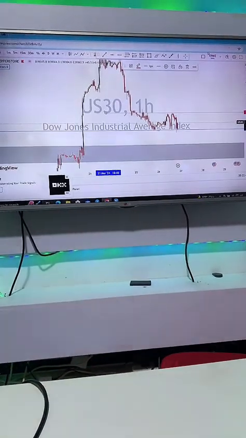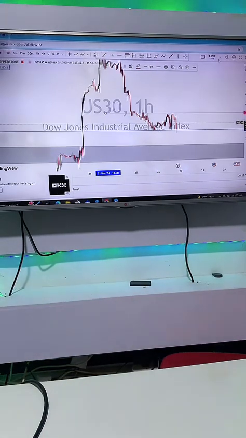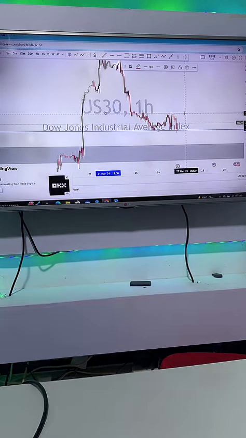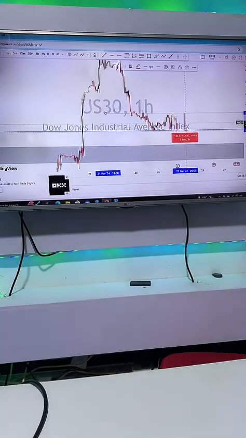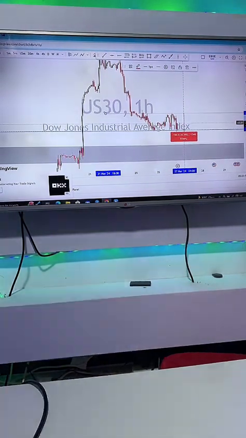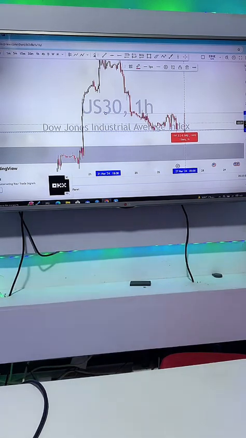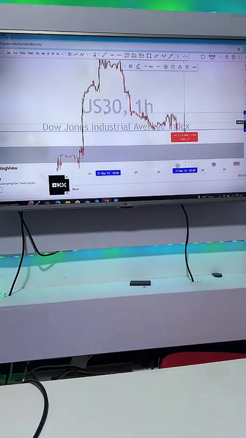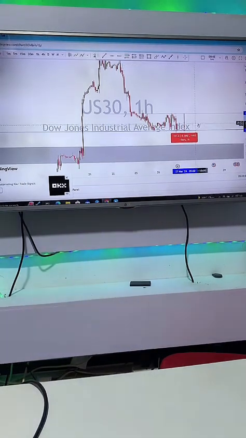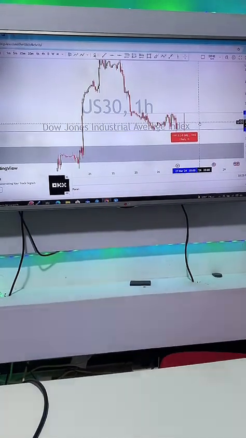Okay, can you measure the pips? Honestly speaking, I don't know how to calculate the US30 pips. Honestly, it's really difficult for me. I don't know how to. 1, 4, 1, 2. I don't know how many pips that is. I don't know, bro. Honestly, I don't know how to unless I check.